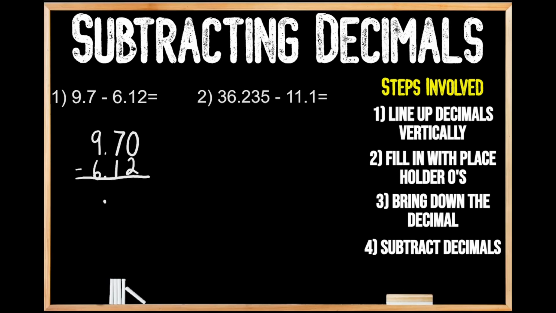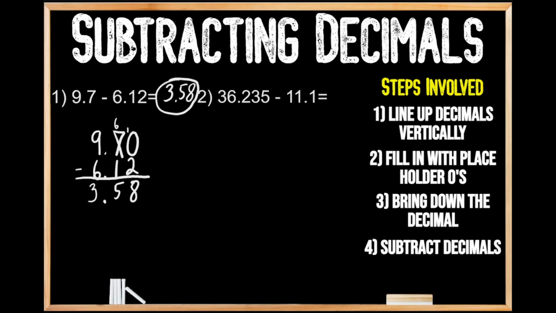We can see that we can't subtract 2 from 0, so we're going to borrow from next door. We're going to put a line through the 7, which is now a 6, and we're going to put a 1 up top, which represents a 10. When we subtract 2 from 10, we're left with 8. When we subtract 1 from 6, we're left with 5. And when we subtract 6 from 9, we're left with 3, for 3 and 58 hundredths. So when we subtract 6 and 12 hundredths from 9 and 7 tenths, we're left with 3 and 58 hundredths.